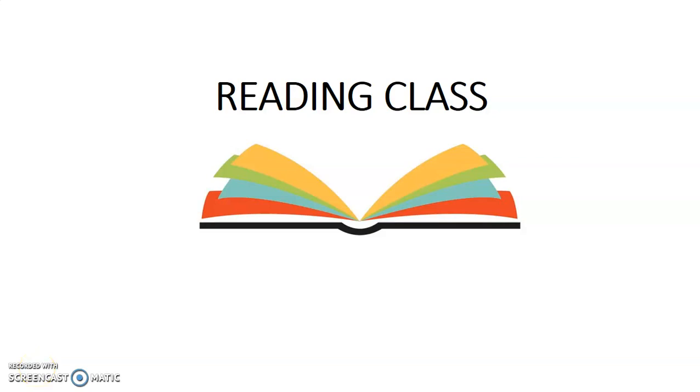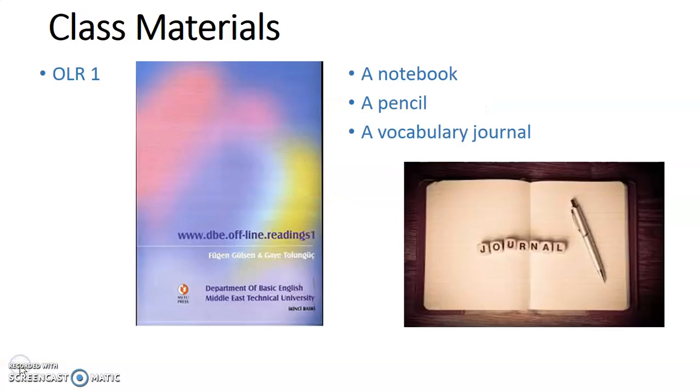In this class, we are going to read a text and study the important vocabulary items in the text. Class materials you need for this class are your Offline Readings 1 book, a notebook, a pencil, and of course your vocabulary journal. If you don't have the book with you, it is okay. In this video, you can see the text in parts, no worries.